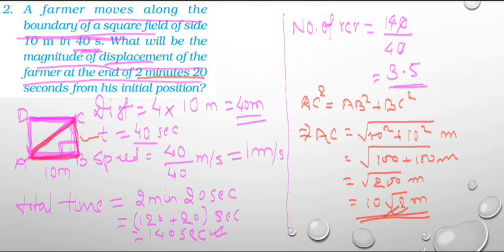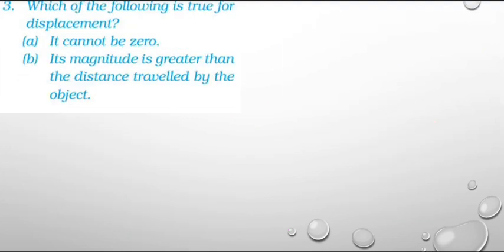Students, if in the question it says to put the value of root 2, you can put the value of root 2 as 1.414. You can take up to 2 decimal places for the convenience of the calculation. So that's it with this question. Let's move to the next question now.